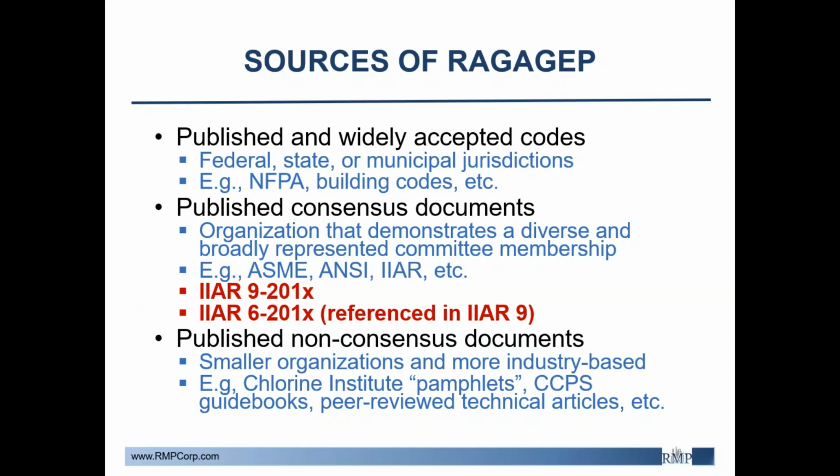I do have another question. What RAGAGEP applies for older ammonia refrigeration systems before 1980? So the question is what RAGAGEP applies to systems built before 1980, and essentially it's IIAR 9. IIAR 2, again, is for new systems and newly designed systems, basically a design standard, where IIAR 9 applies to existing systems. That's all existing systems, including your older ones.